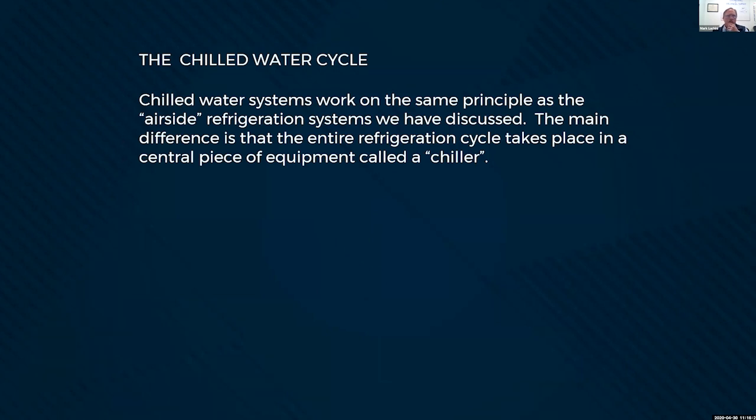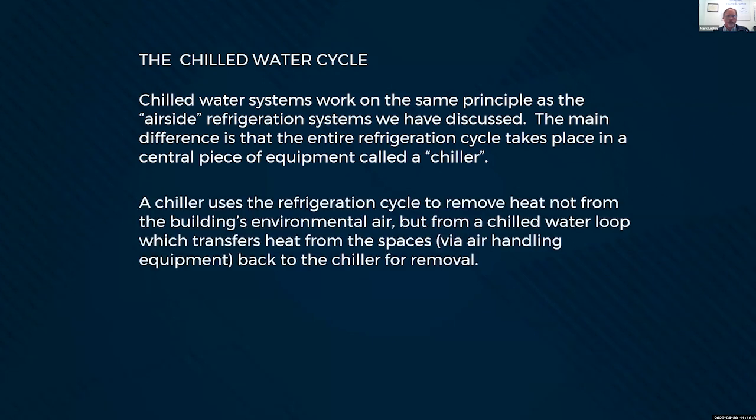So chilled water systems basically work on the same principle as the air side systems, like the residential systems we just looked at. The difference is that all this refrigeration cycle takes place inside the chiller. The chiller uses that cycle to remove heat, not from the environmental air, but from a chilled water loop. And that water loop in turn is used to move the heat back to the chiller from the spaces, usually via air handling equipment, although sometimes via things like radiant cooling panels or chilled beams.